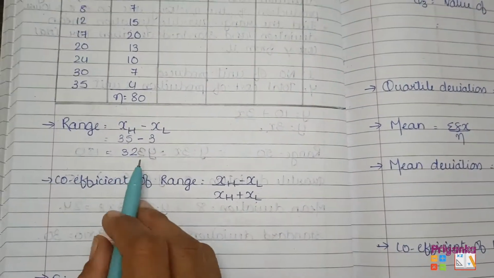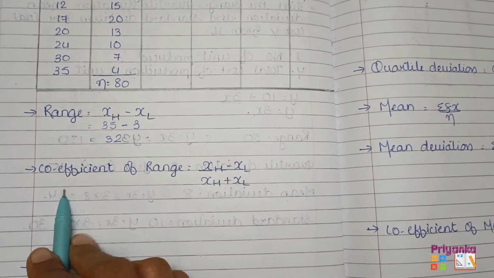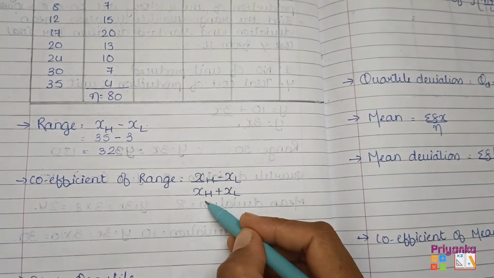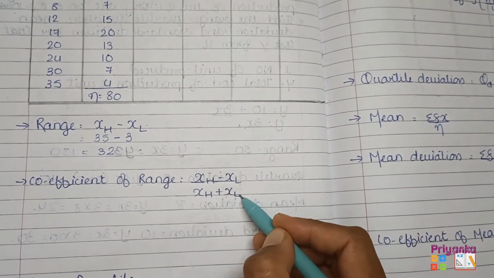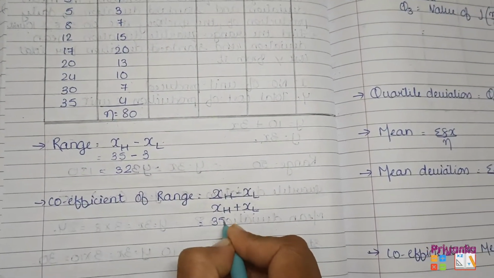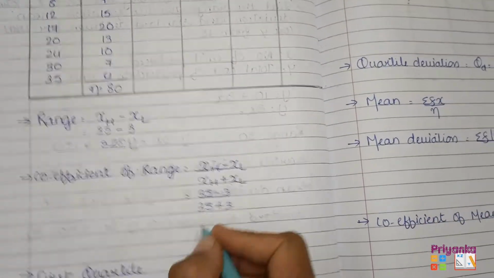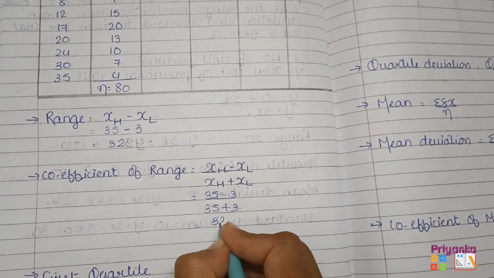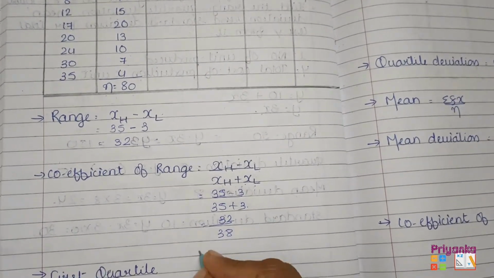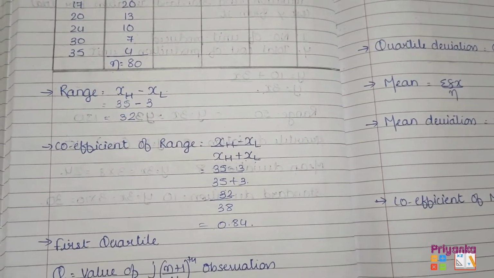Now the question is also asking to find the coefficient of range. The formula is the same, just we also put the highest observation plus the lowest observation. So the same numbers we are going to write, that is 35 minus 3 and below 35 plus 3. Here we'll get 32 and here 38. On division, we'll find 0.84. That is the coefficient of range.